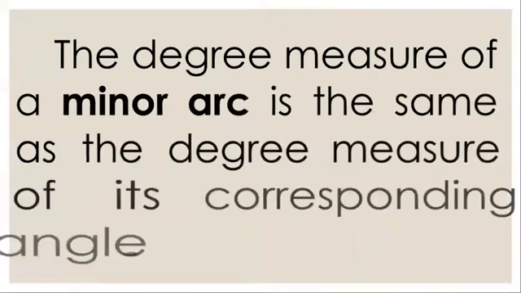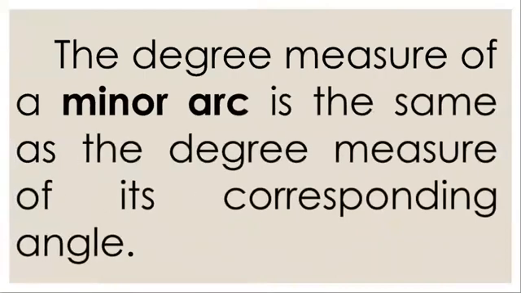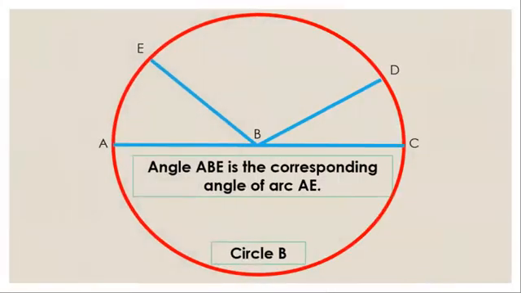And we also have the degree measure of a minor arc is the same as the degree measure of its corresponding central angle. So ito po ay sa central, it only applies po sa central angle. So remember that kasi yun pa lang naman po meron tayo. Okay, so let's have here, angle ABE is the corresponding angle of arc AE. So we have here arc AE. So ang corresponding angle daw po niya ay angle ABE.